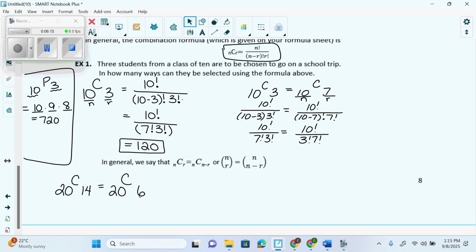They have a formula on your formula sheet over here where they say nCr equals n over r in brackets. So instead of writing nCr, they could write it like this. Instead of writing 20C14, they could write 20 and 14 in big brackets, which equals 20 over 6. So instead of writing it with a C, they can write it like that. It's on your formula sheet, so if you forget what that stands for, you can look on your formula sheet. It shows you it's C.